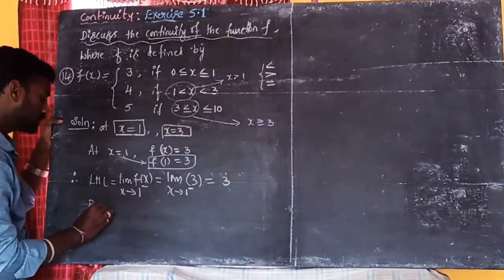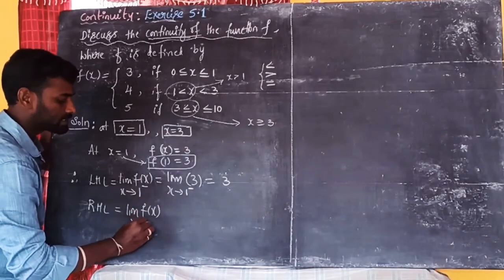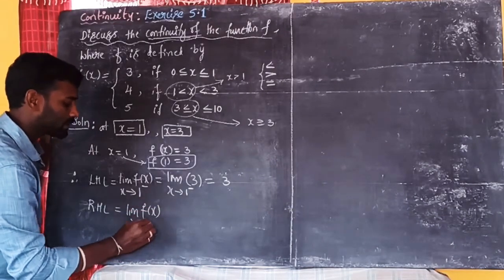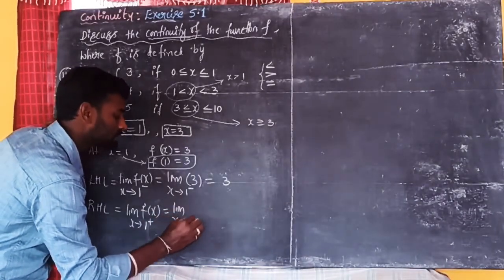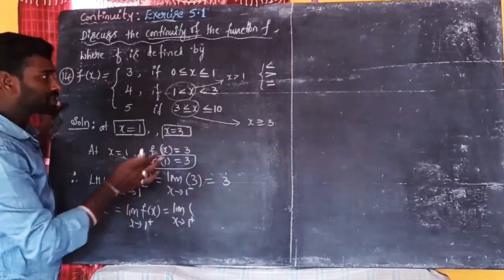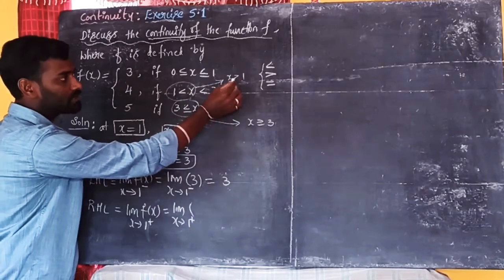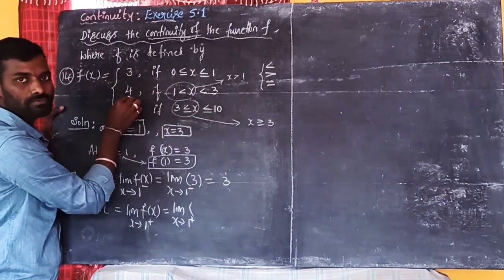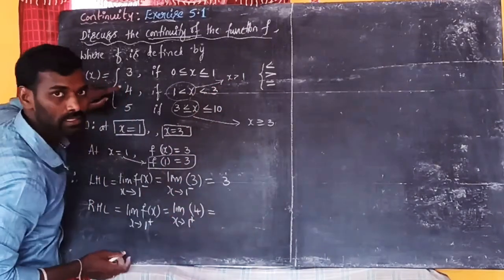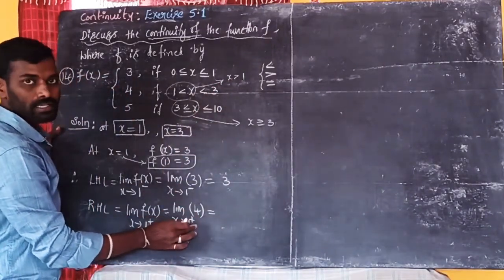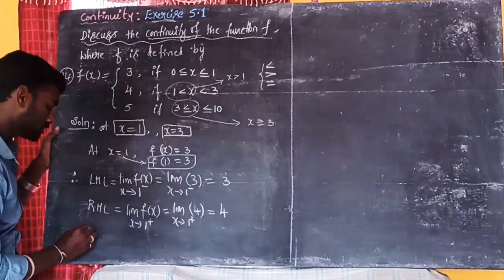Okay, next. Come to right hand limit. For right hand limit, that is equal to limit of f of x as x tends to 1 plus, that is equal to limit as x tends to 1 plus, here the function which is greater than 1, 1 is less than x means x is greater than 1. The function which is greater than 1 is what? 4. The function which is greater than 1 is 4. So write 4 here. Here if you apply the limit to a constant, you will get 4 only because that is constant.